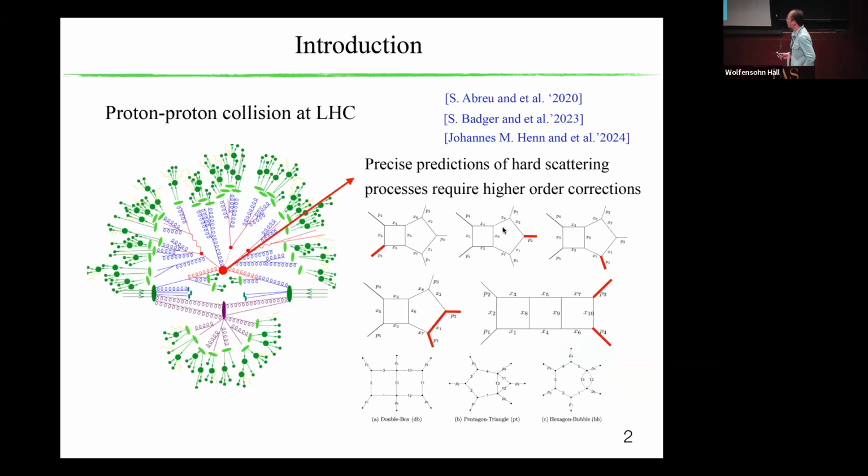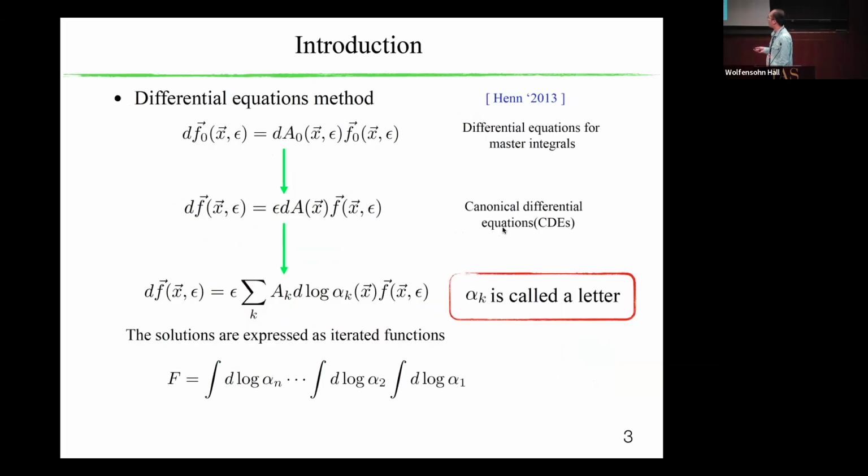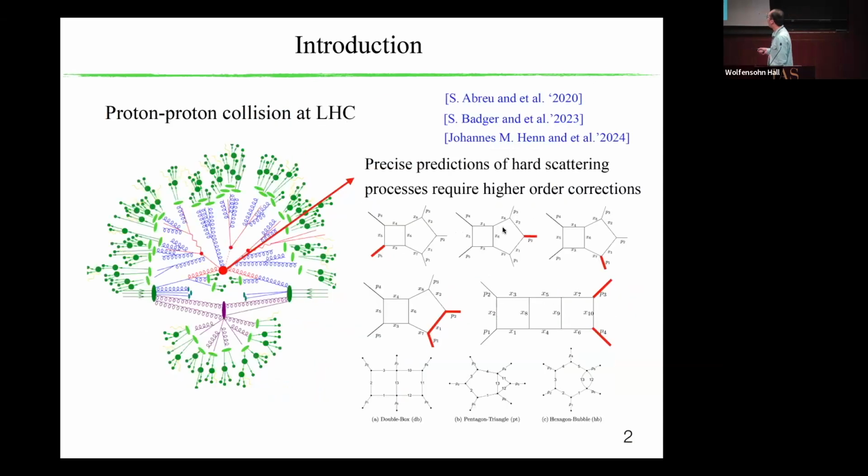Okay, for a general process at the LHC, we have proton-proton collisions, and then high energy hard scattering. With high energy scattering, the final soft particles will emit collinear particles and soft particles. So this is the general procedure at the LHC.